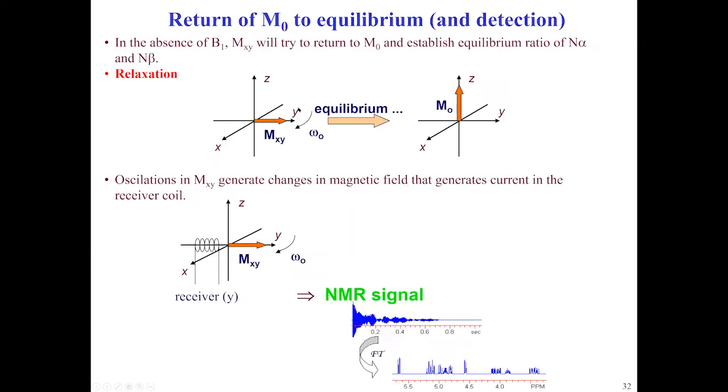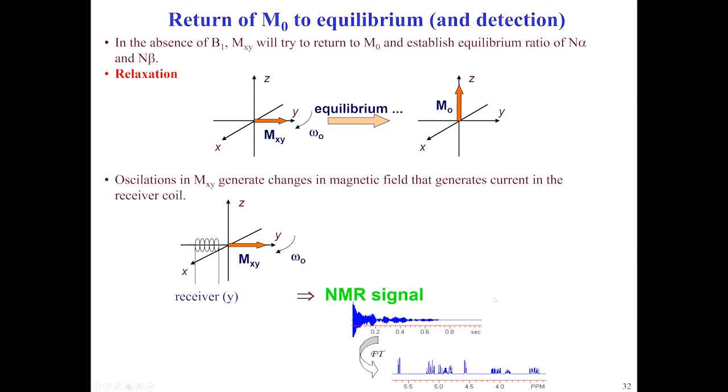And that, of course, after the vector has been kicked into the XY plane, if we just leave it, it will go back. But every moving vector will create a current in the coil in the XY plane. And that is the NMR signal. It's called free induction decay, FID.